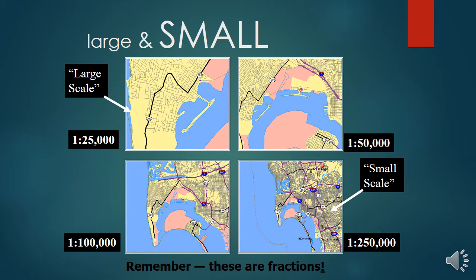Remember that these are fractions, basically, all right? And so you are looking at a representation of the Earth that is that fraction of the size of the actual Earth, right? A large scale map like that 1 to 25,000 map is 1/25,000th the size of that neighborhood or that area on the actual surface of the planet, right? If you could make that map 25,000 times larger, it would sort of lay over that entire area precisely, right?